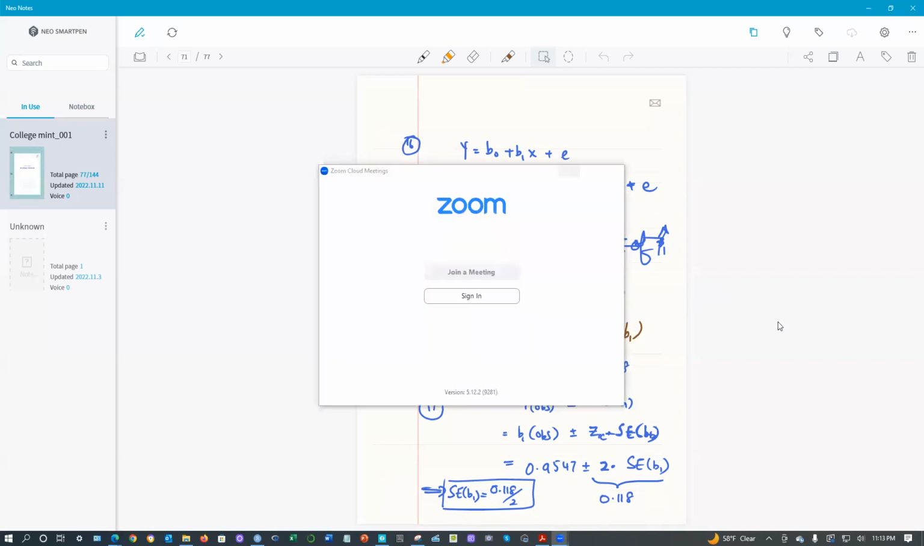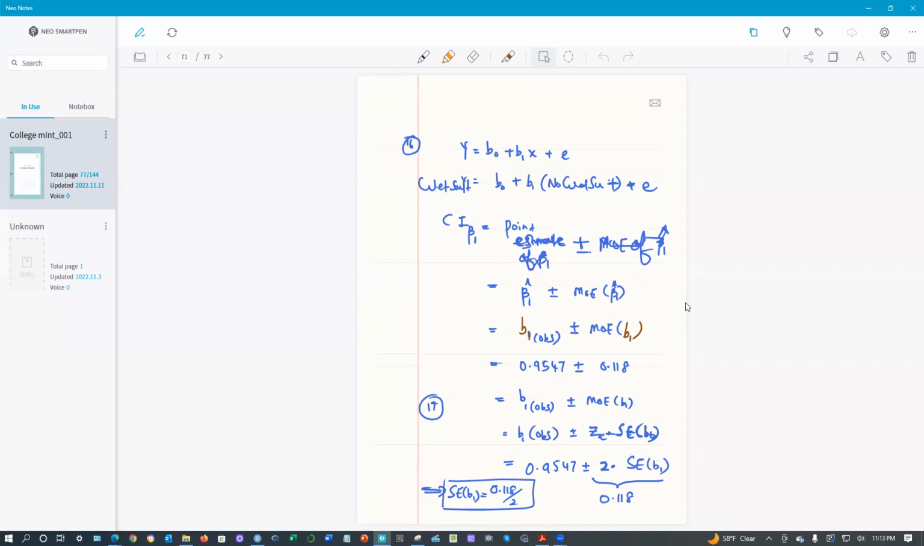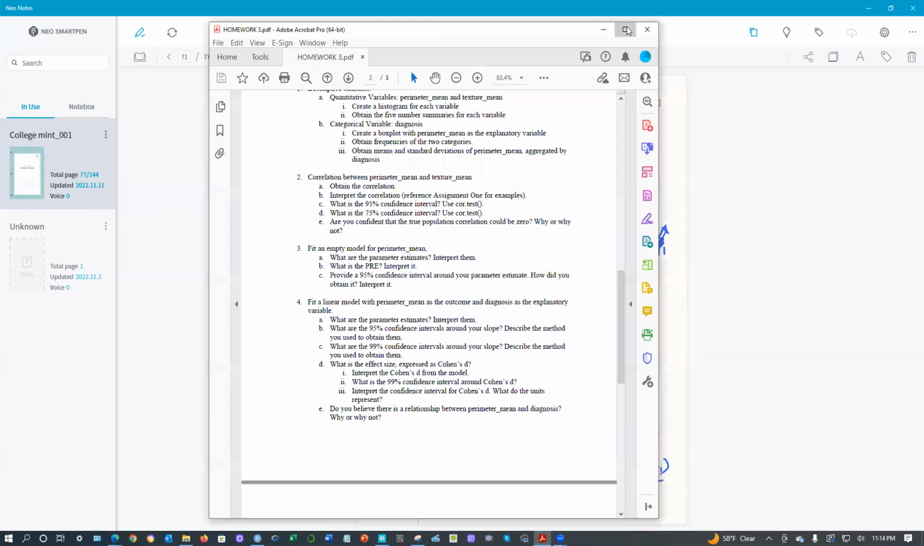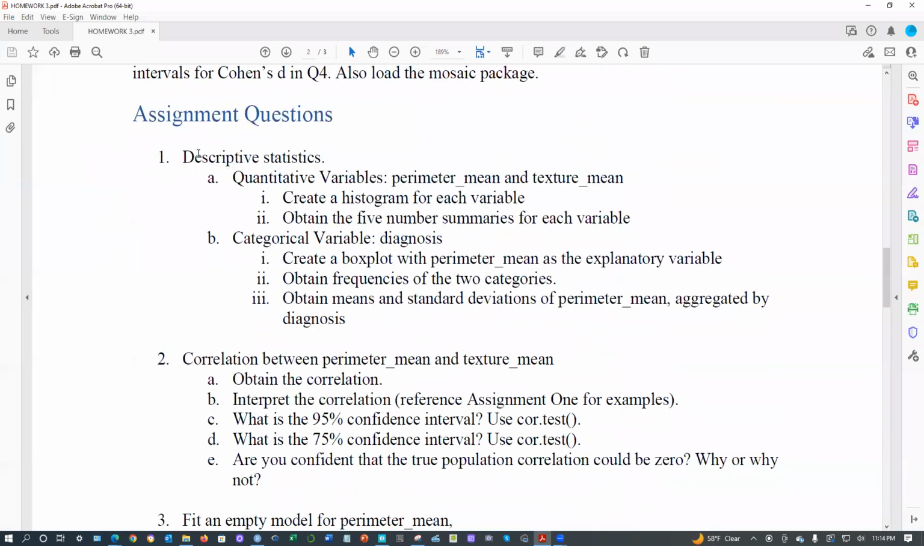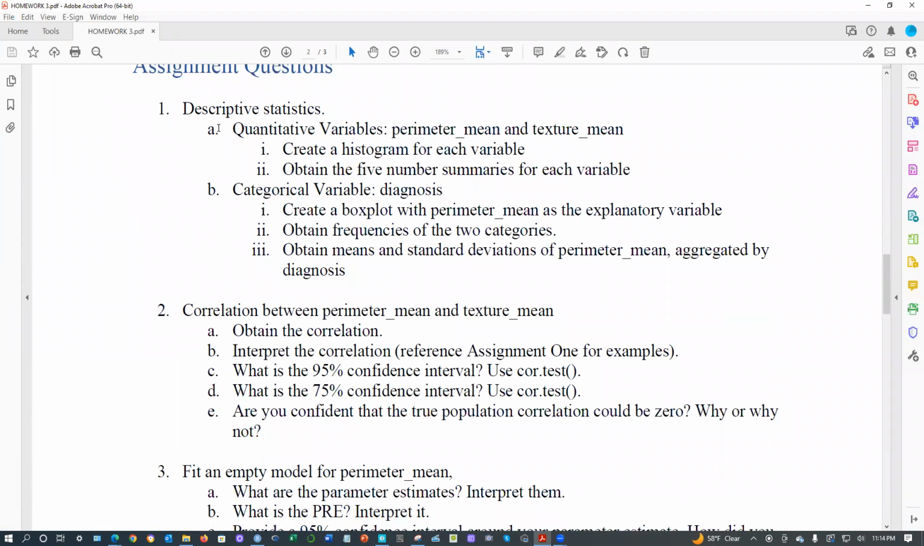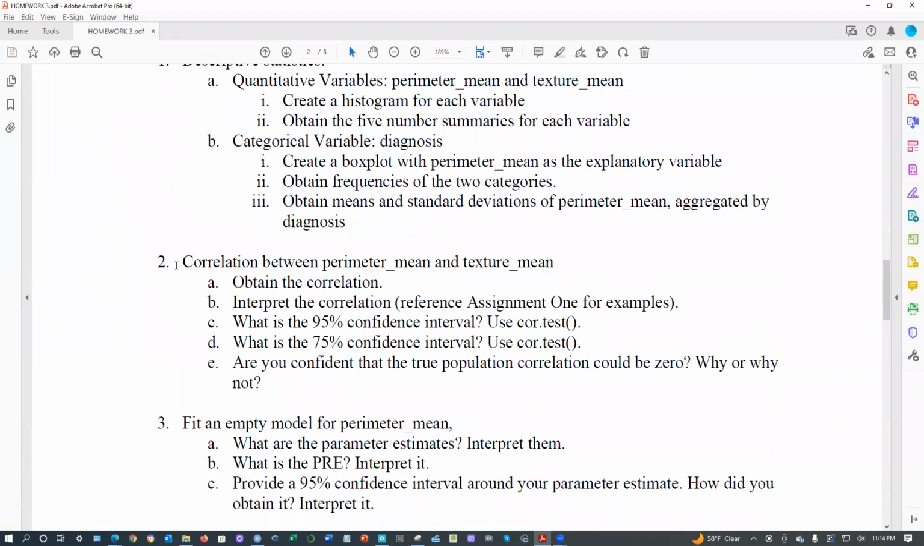Let's go ahead and get this started and have a look at our homework. In our homework three, we did question number one, parts A and B. We are now on question number two, the correlation between perimeter mean and texture mean. Obtain the correlation, interpret the correlation. What is the 95% confidence interval? What is the 75% confidence interval? We are over here, obtaining the correlation coefficient.